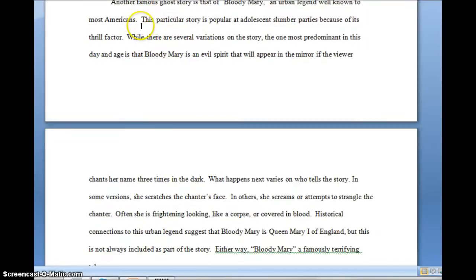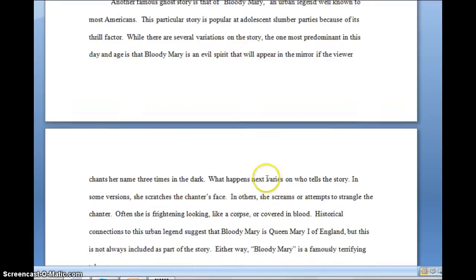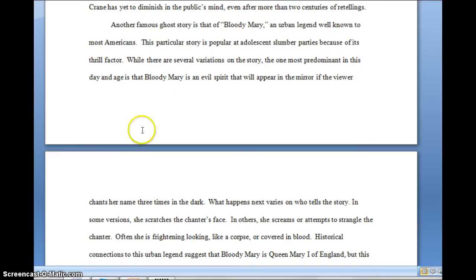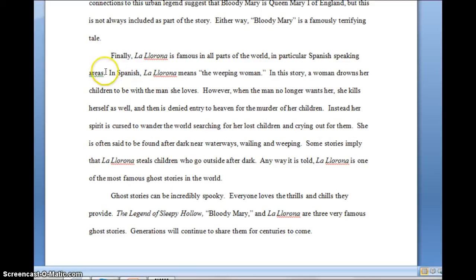Then we have the sentences all explaining Bloody Mary, giving examples about Bloody Mary, and then we have our last closing sentence for the paragraph. Either way, Bloody Mary is a famously terrifying tale. So we have topic sentence, explanation and supporting details, and a closing sentence. For the last paragraph, we have, again, a really nice, strong topic sentence. Finally, La Llorona is famous in all parts of the world, in particular Spanish-speaking areas. So we have a nice transition, finally, moving us from Bloody Mary to La Llorona. And again, we're saying that it's famous. We're linking back to the thesis.